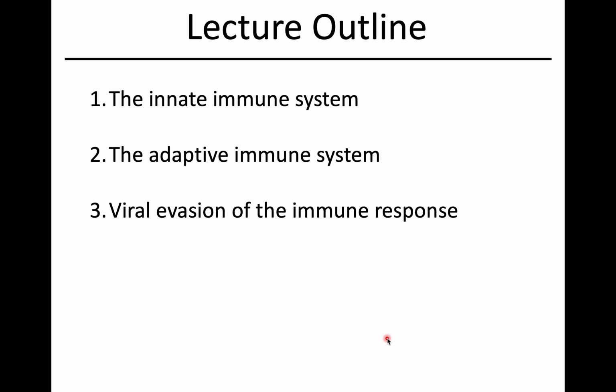I'm going to have this divided into two parts. In the first part, I'm going to talk about what's called the innate immune system. And in the second half of the lecture, I'll talk about the adaptive immune system, and then we can talk a little bit about how viruses can evade the immune response. But as you'll see, it can get very, very complex, and it's obviously critically important in terms of medicine and our ability to interact with pathogens.